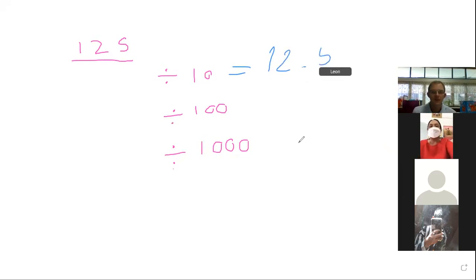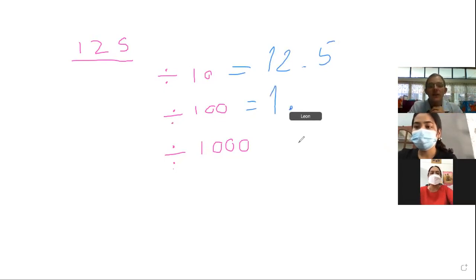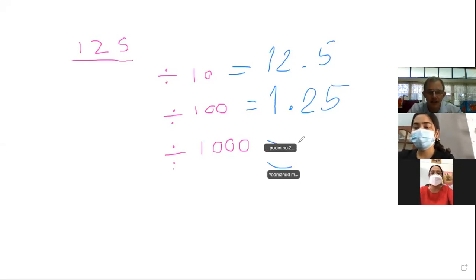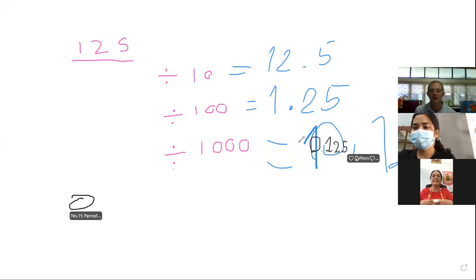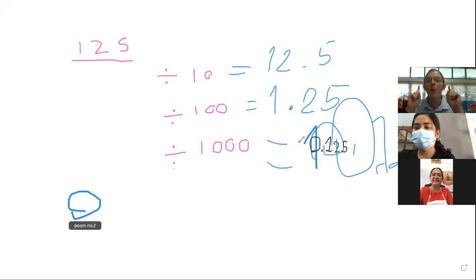Okay, 12.5. Okay, that is correct. Okay, number 2. Let's see. 1 point. Can I do number 3? Yes, you can do number 3. Okay, it's fine. You can write 0.125. Yes, very good. Well done. Excellent. But let's see why.